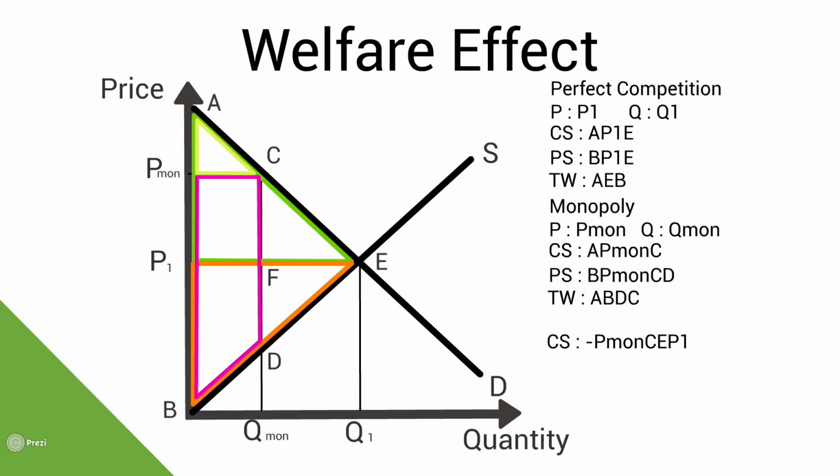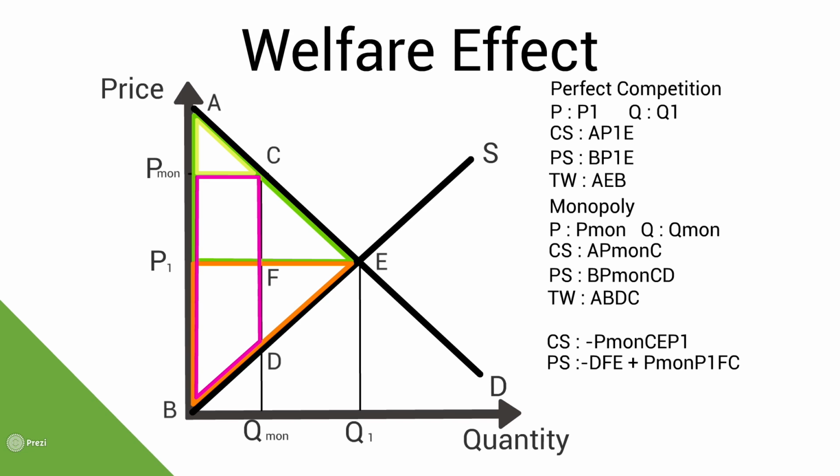Let's now compare the effects for firms. When the market was in perfect competition, the level of producer surplus was B, P1, E. When we have a monopoly, the area for producer surplus was B, Pmon, C, D. When we compare these two areas, we see that producer surplus falls by the area D, F, E, but rises by the area Pmon, P1, F, C. And this area is greater than the fall in producer surplus. Therefore, producer surplus rises when they are operating under monopoly conditions. This means that producers would prefer to be operating under monopoly conditions.